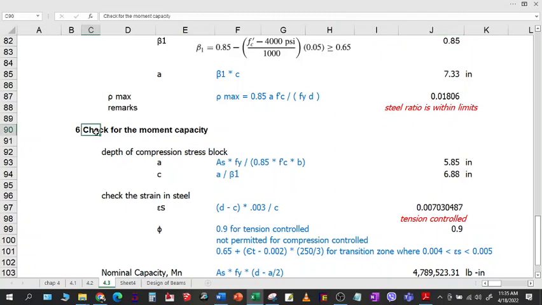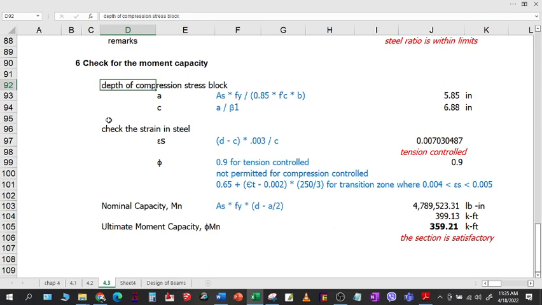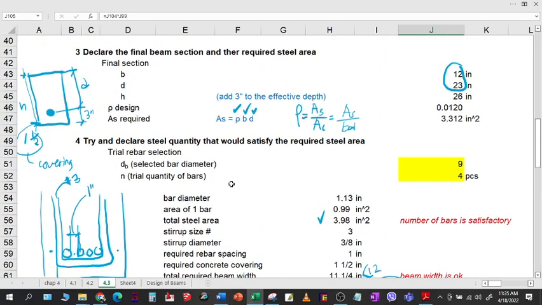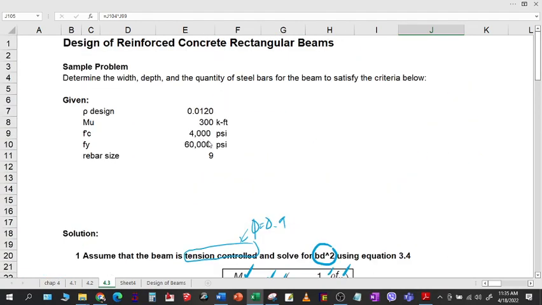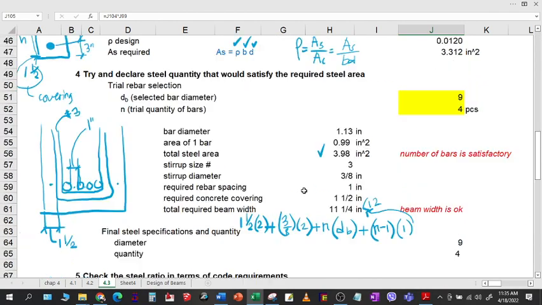Then we check for the capacity of the section. Depth of compression stress block. You can see my other video for this also, until you get the ultimate moment capacity. And this should be compared. It should be greater than or equal to Mu. And our Mu is 300. So this one is satisfied.